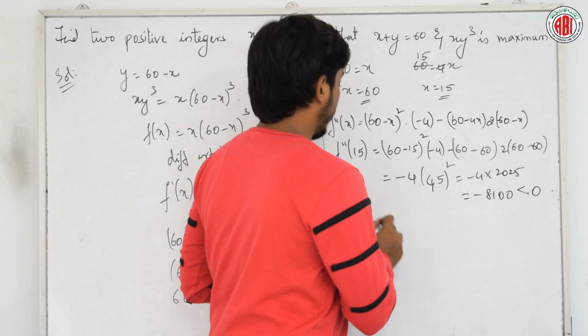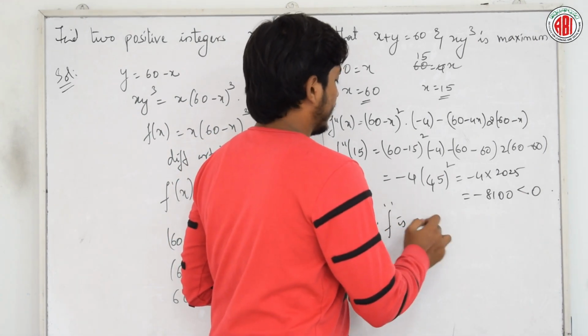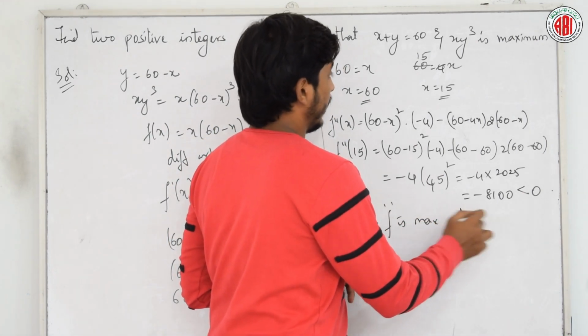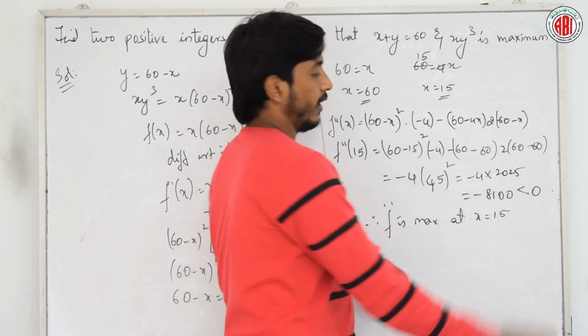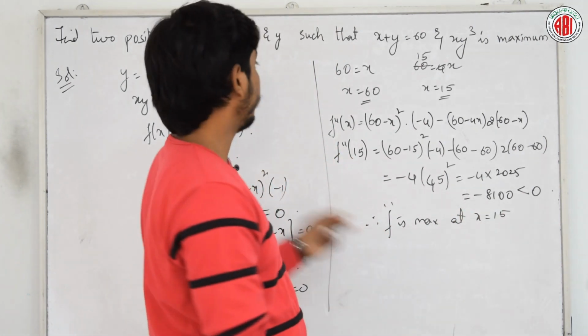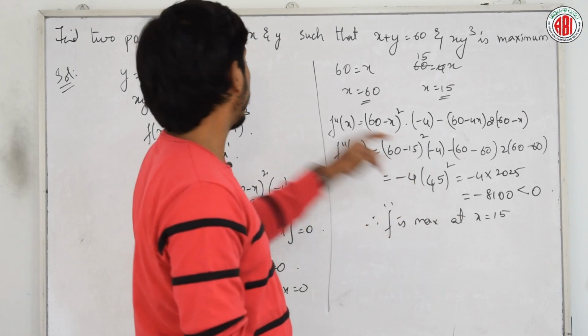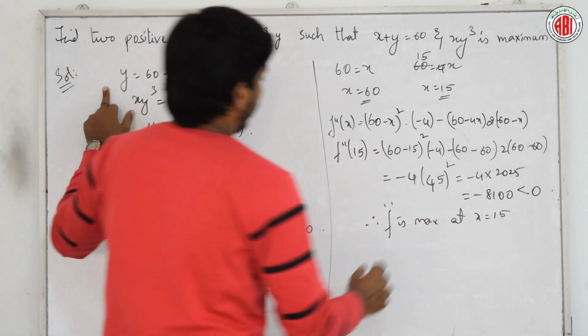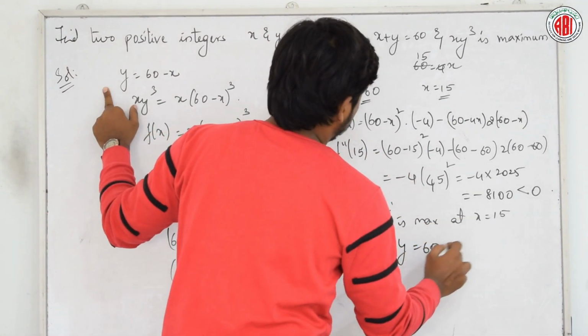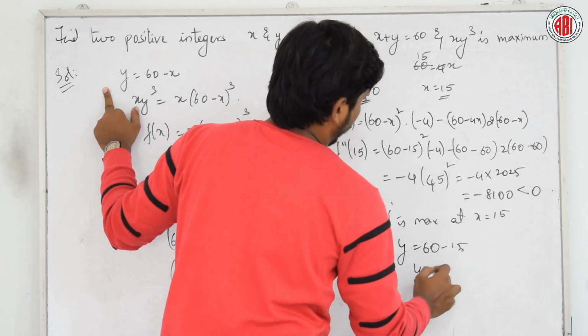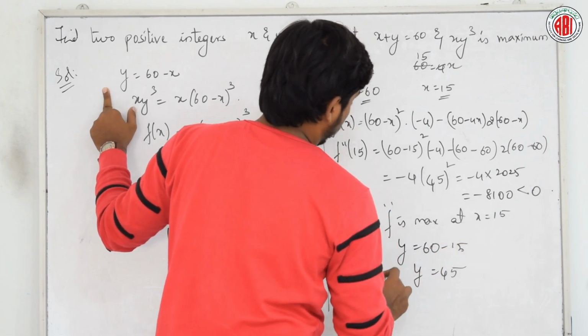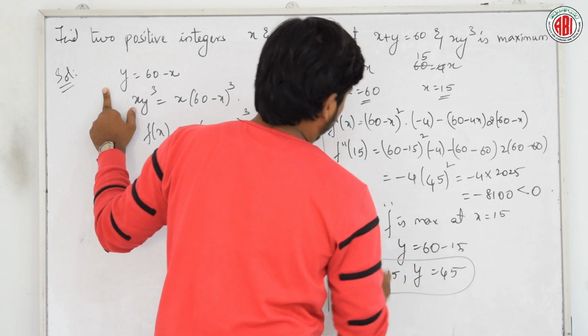Therefore f is maximum at x equal to 15. Okay. Then if I substitute x in some parameter, I will get y as 60 minus 15, therefore y will be 45 and x will be 15. Clear?